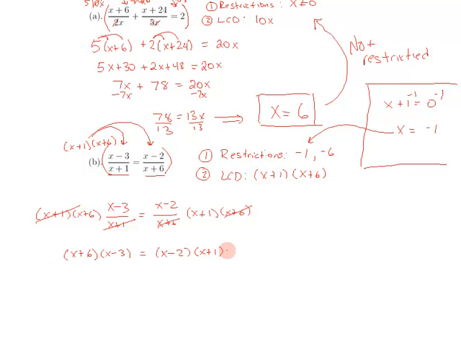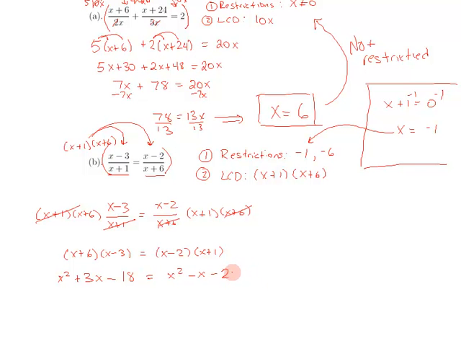Now we've gotten rid of the fractions, right? That's what the whole trick of multiplying through by the LCD allows us to do. Okay? So let's multiply out both sides so we can begin simplifying this and solving. We have x squared minus 3x plus 6x is plus 3x. 6 times minus 3 is minus 18 equals x squared. We'll have a minus x minus 2x, and plus x is minus x. And then minus 2 times 1 is minus 2.